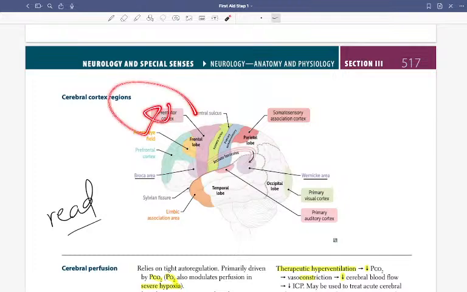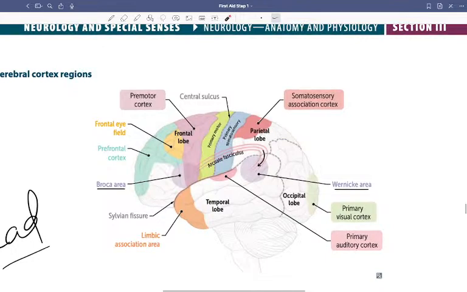Next we have the above, upwards. So we have the premotor and somatosensory cortex. Primary motor and premotor. Okay, how was it? Primary motor was area 4. This particular one was 3, 1, 2. So primary motor was 4, and this was 3, 1, 2.